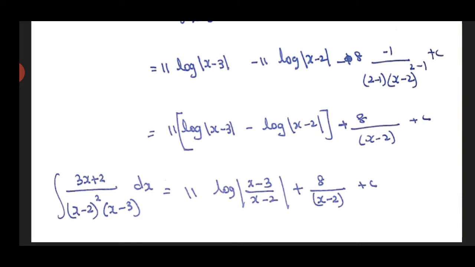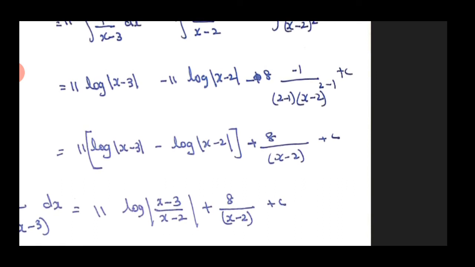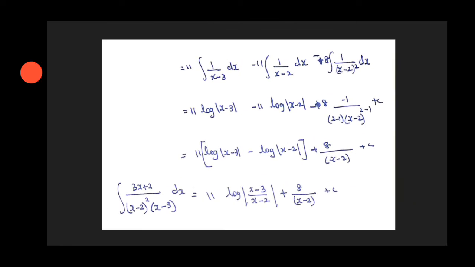In the first two terms I can see 11 is common. So if you take 11 out, log of x minus 3 minus log of x minus 2. Then minus 8 into minus 1 becomes 8 by x minus 2, plus c. And that's the answer. And 11 of log of x minus 3 minus log of x minus 2, we know log a minus log b becomes log of a by b. So as per that we get the last step, and that's all.